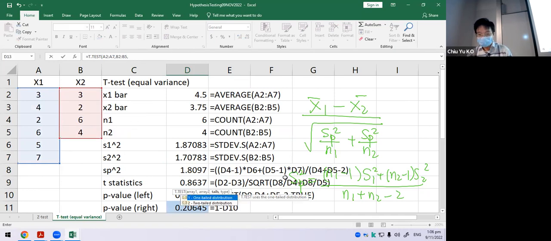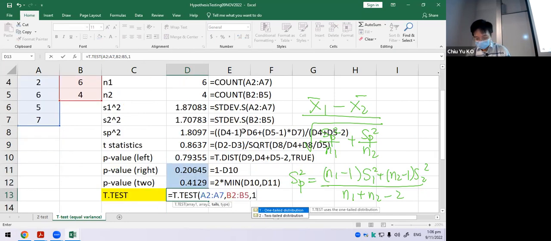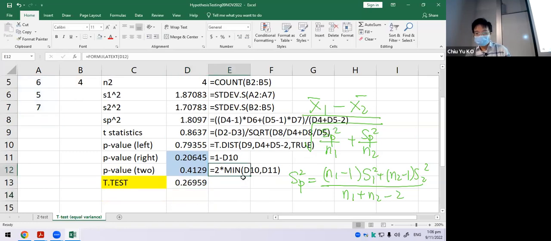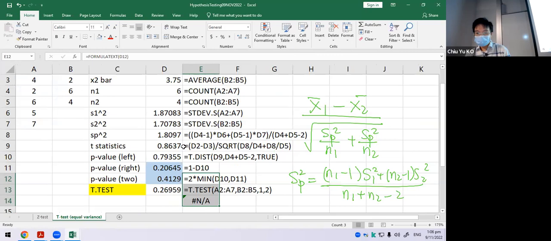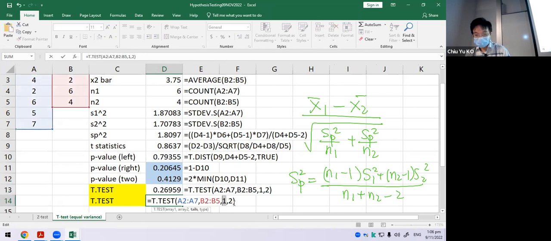And then you tell them I'm doing a one-tail test, which is right tail, 1. And I'm doing an equal variance, which is 2. Okay. Let's see if I do something wrong. Let's see the T.TEST. Two-tail one.